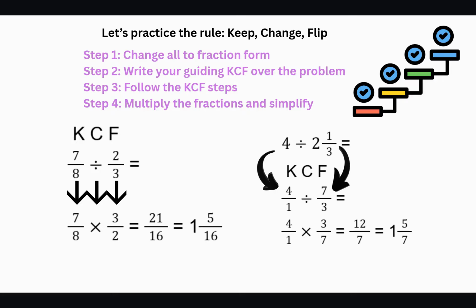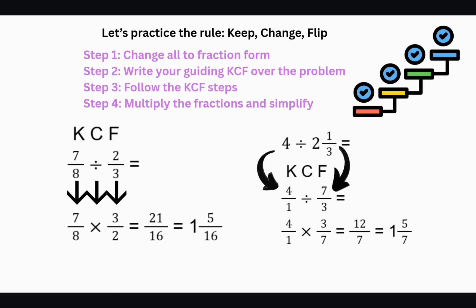My recommendation is to write the letters KCF right above your problem, and that can guide you through your steps. The K is keep, so you just copy down the same fraction. The C is for change, so you change the division to multiplication. And then the F is for flip, so you write down its reciprocal, or flip your numerator and denominator. Once you follow the KCF, or keep, change, flip, you now have the equivalent multiplication problem to your division problem.